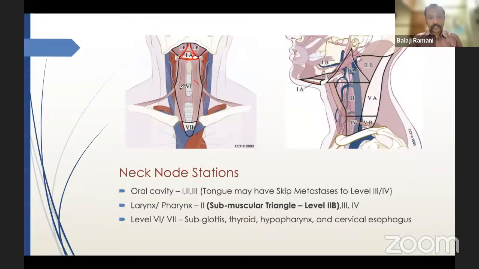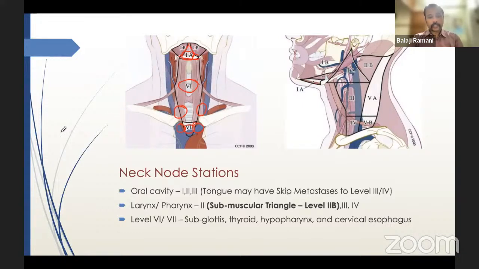Your level 6 is bilateral. You have got a left side at level 6 and a right side in level 6. The same way, level 7 will also be, depending on this side or this side, bilateral. Okay, so your levels 6 and 7 are going to be bilateral. Only level 1A does not have any laterality. So 1A is going to be the anterior belly of digastric on both the sides, and inferiorly it is bounded by your hyoid bone. So that is going to be your 1A level.